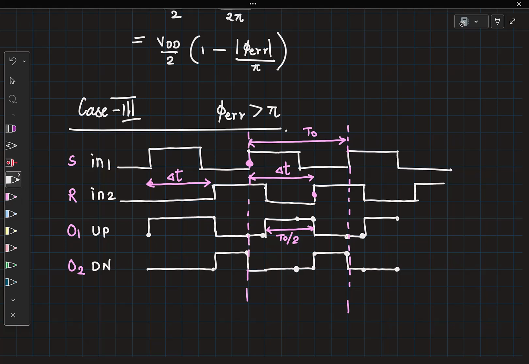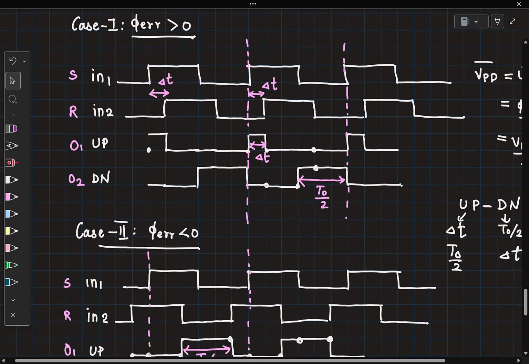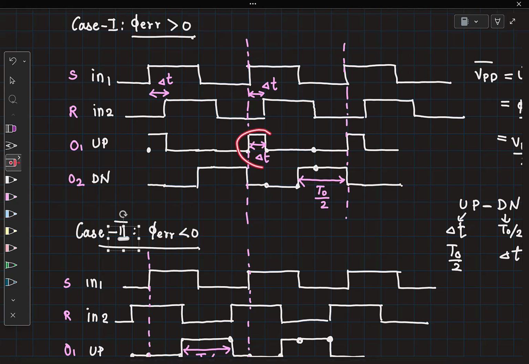That is equal to, this is equal to t naught minus delta t. Right? Now, if I'm comparing this with the previous figure, in this figure, delta t was increasing. Delta t was present in the up signal, and this signal was t naught by 2.